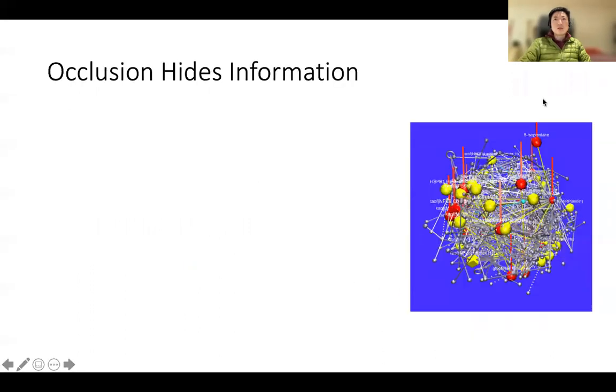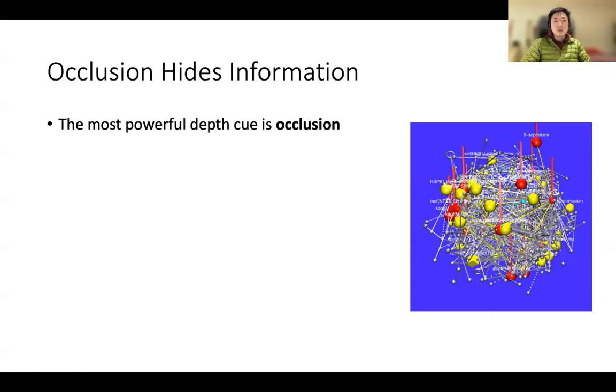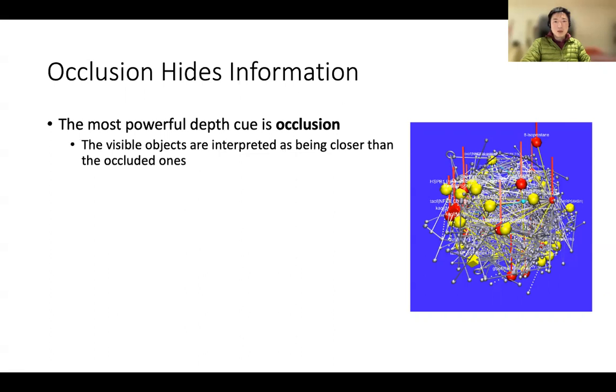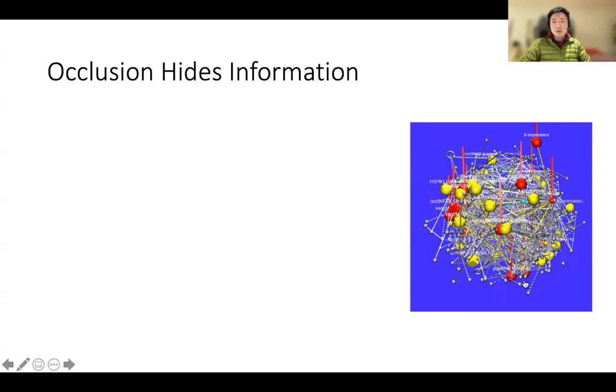This is an example of when occlusion can potentially happen. Again, we are showing a network, but this applies to other data sets as well. The things in front obviously block the things from behind, which you can't see, and that makes it harder to see the data.